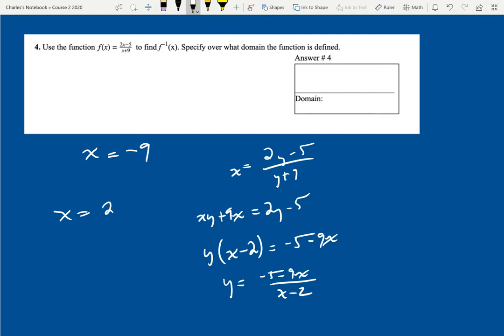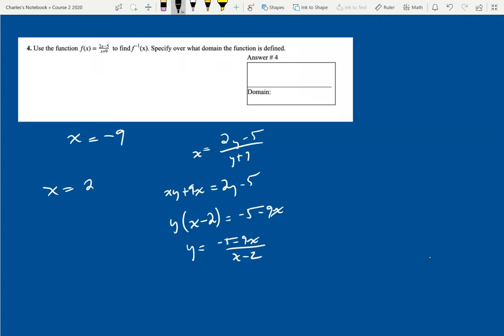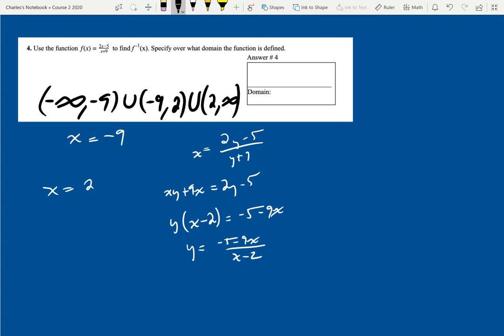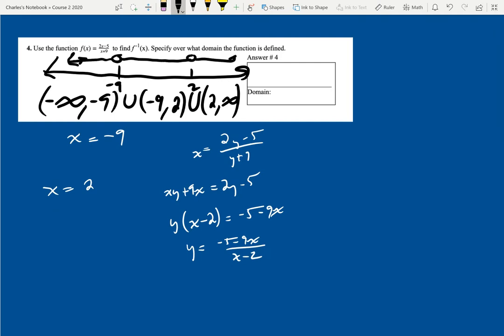So if I think of how to write that in interval notation, it'd be -infinity all the way to -9, and then from -9 all the way to 2, and then from 2 all the way to infinity. With the parentheses, it means it doesn't include those points. So if I were writing this on a number line, here's -9, here's 2. It would be all these numbers here, and you'd have a hole there, and a hole there, and then all those numbers.